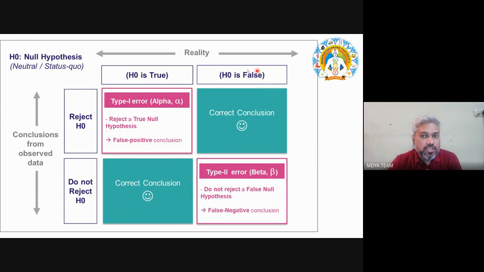But when your null hypothesis is false and you fail to reject it, that is called a type 2 error, the second error, or a beta error. So you do not reject a false null hypothesis, and another name is false negative hypothesis or conclusion.